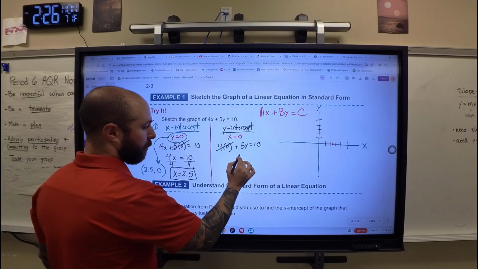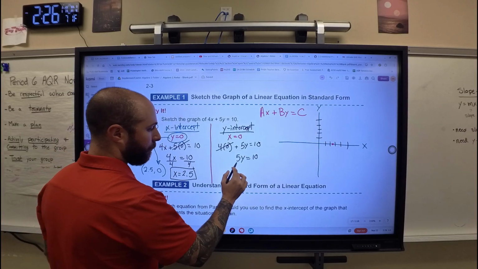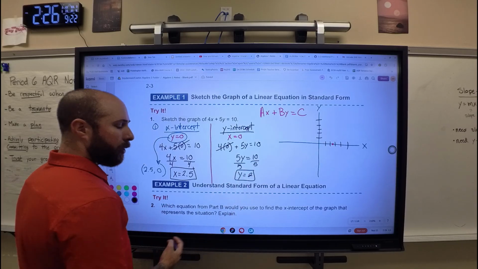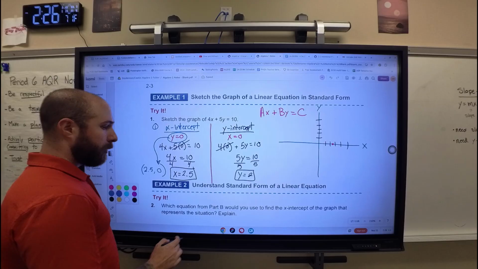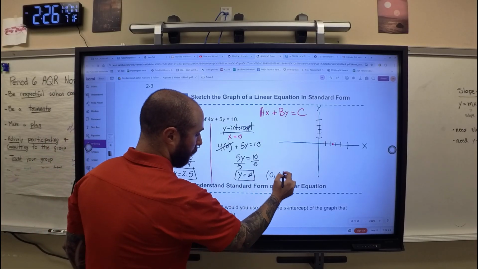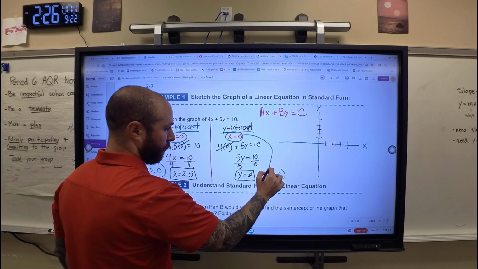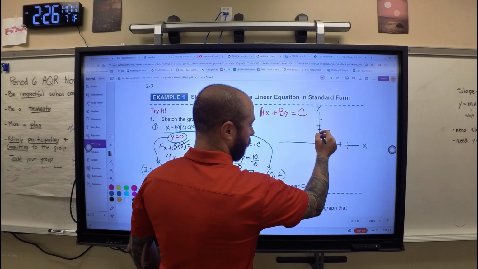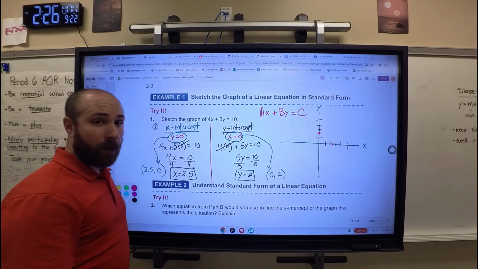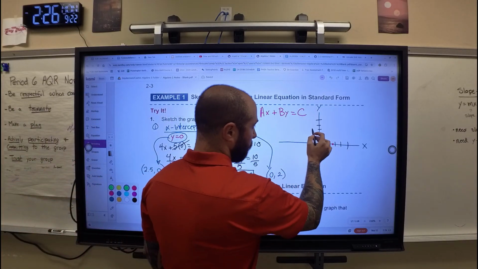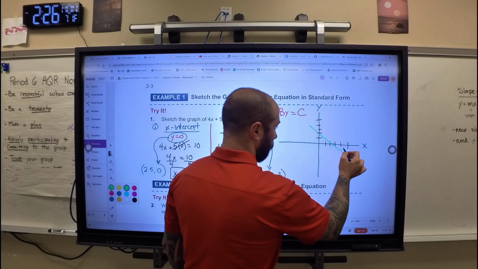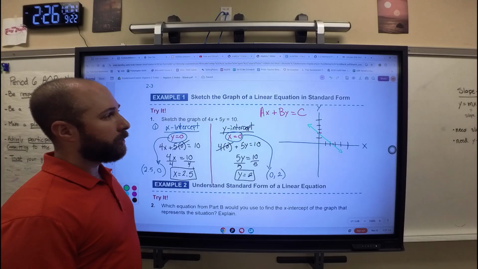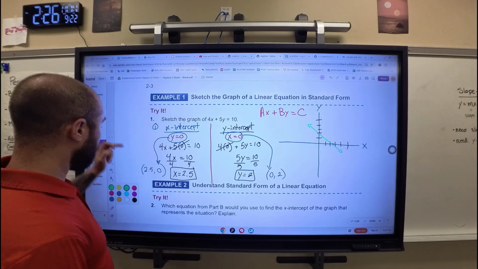4 times 0 cancels out. 5y equals 10. Divide by 5 to get that y is equal to 2. So that tells us what our y-intercept is, which is at the point 0, 2, because again, x is equal to 0. So then we can plot that point on our grid up at 2. We have both of our points. We can make our line. And that's how we make our graph from the standard form. Okay? All right.